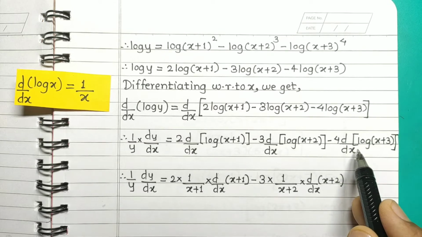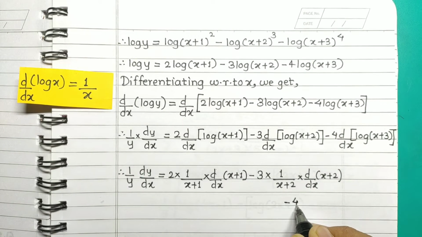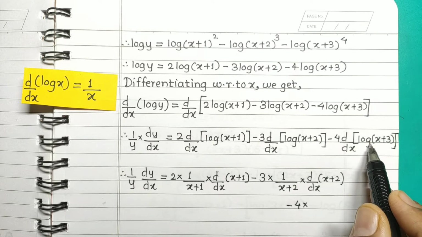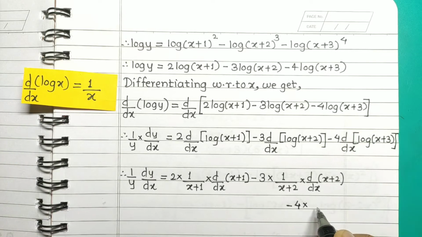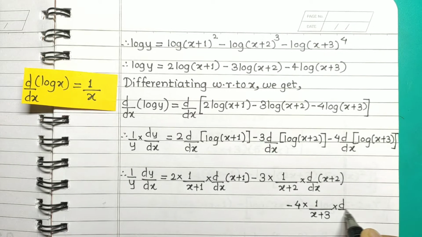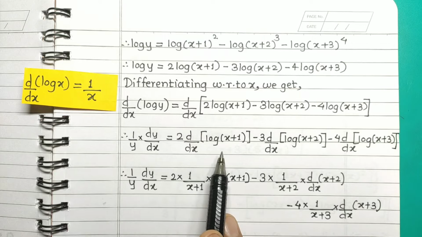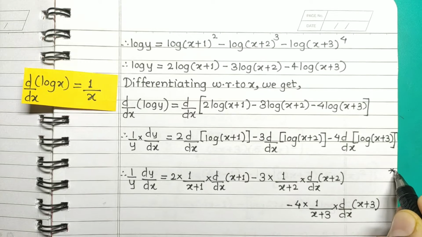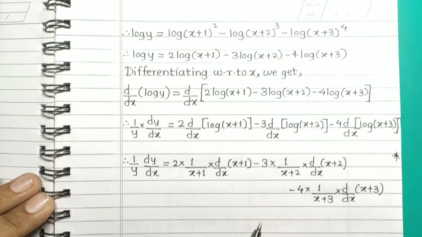Now let's see this derivative. Let me write it in the next step. Minus 4 constant into, again it is a composition, treat it as log of something and use this standard derivative. So the derivative is 1 upon something, 1 upon (x plus 3), into the derivative of something, which is x plus 3. So this is how we have used the chain rule to evaluate these three derivatives. So you note this step very properly.